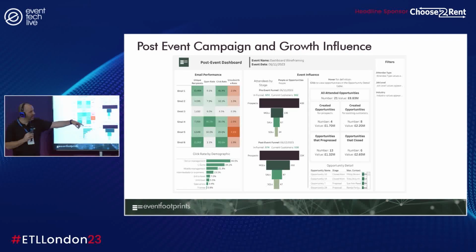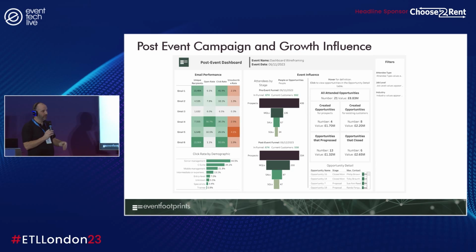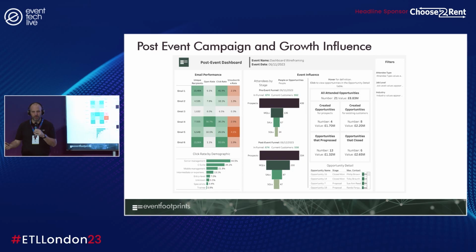On the right-hand side, you can then see how many new opportunities were created and how many for our existing customers or prospects, and how many opportunities have progressed through the sales and marketing funnel. We've purposely called this event influence, right? So what this is saying is the event is influencing some of this business growth.